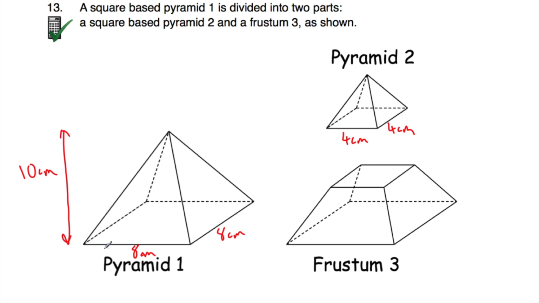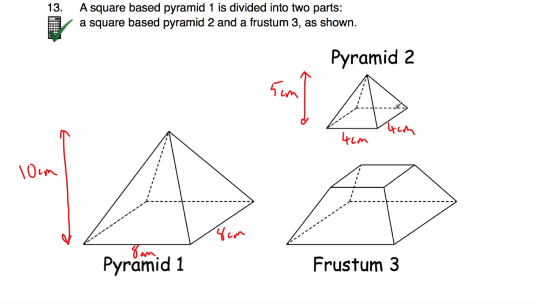So here, if this is 8 centimeters and that's 8 centimeters, and this is 4 centimeters and 4 centimeters, the lengths have been divided by 2. So if the height of the whole pyramid is 10 centimeters, that means the height of this pyramid is 5 centimeters, because it's half the height. If we find the volume of this pyramid and the volume of this pyramid, and take the volume of the smaller pyramid away from the volume of the larger pyramid, what's left would be the volume of the frustum. So let's do that.